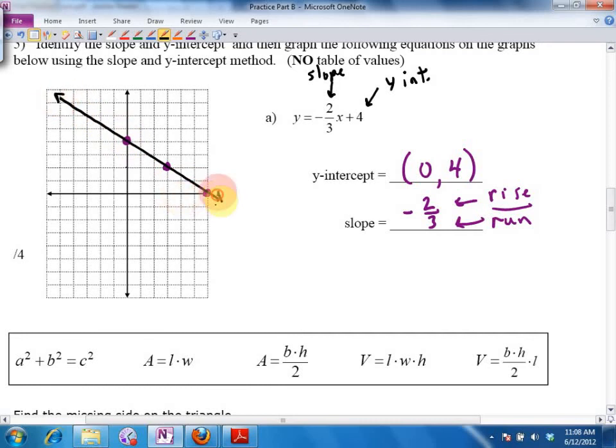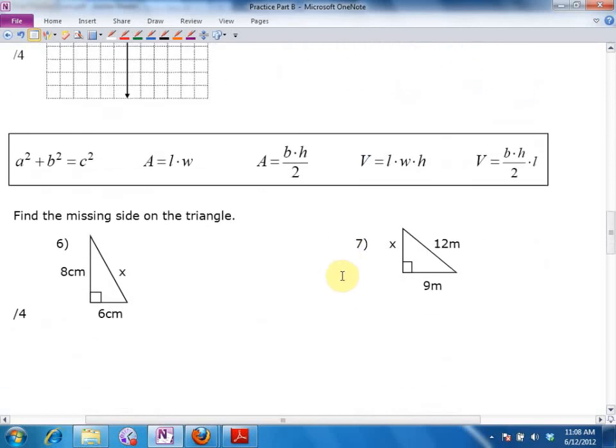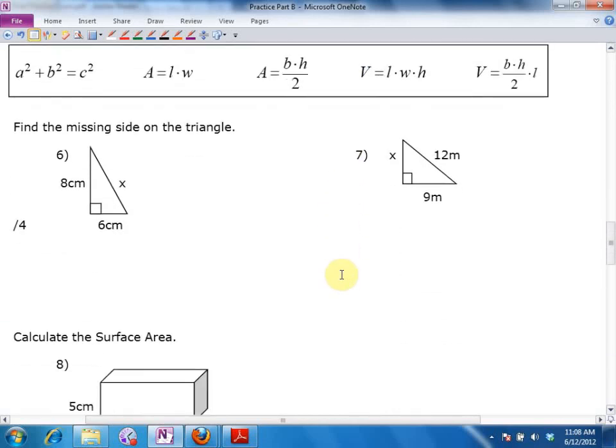There's our line. We've graphed it without making a table of values, just by reading the equation. Now I don't plan on getting these hints on the actual test. I probably don't have that little bar there, so write those equations down on your cheat sheet for the test.